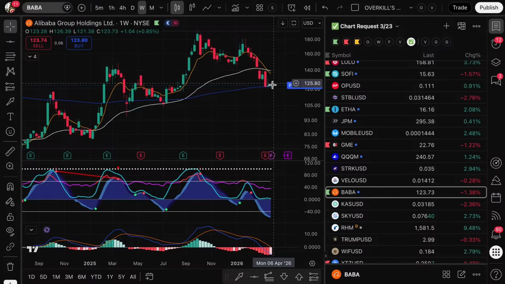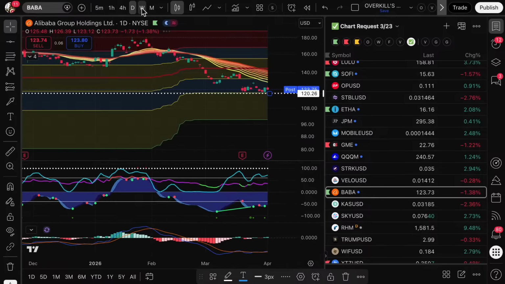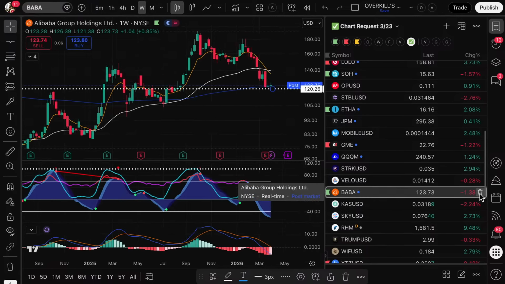So it's interesting seeing this pull back here. I would just watch that 120 level and watch for the confirmation of that green dot on the daily there. Watch for a bounce there on BABA this week.